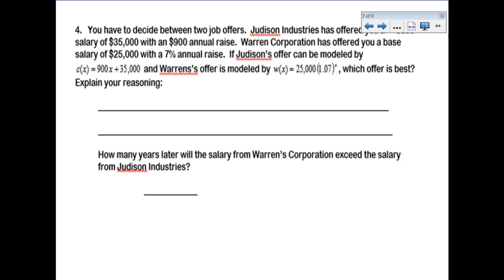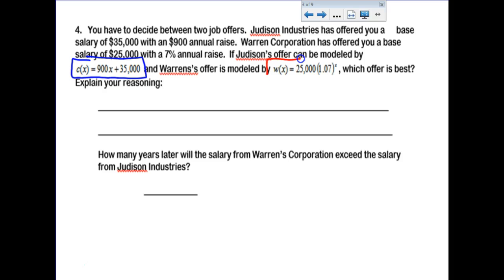Oh, we haven't seen this question on a test yet, but we have done a couple of these in our notes and worksheets. Remember our job offers question? All right, so we are being offered 2 jobs. Judison will give you a base salary of $35,000 with a $900 annual raise. So Judison's formula is right here. And then Warren will give you a $25,000 salary, and then they'll give you a 7% annual raise. So this is Warren.